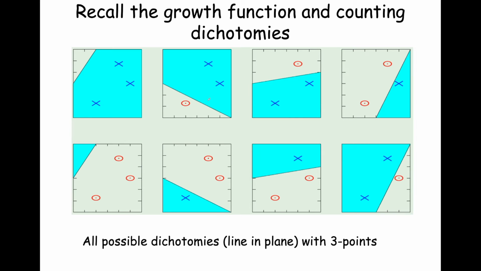Now, of course, recall the growth function. We use growth functions to collapse the infinite space of the hypothesis set based on a combinatorial argument in terms of the dichotomies that this hypothesis can induce on a data set of size n, rather than considering all of the unique instantiations of our weight vector. And so here we list all the possible dichotomies, 8 of them, for a line on the plane, a hyperplane in 2 dimensions, using a data set of size 3 points.